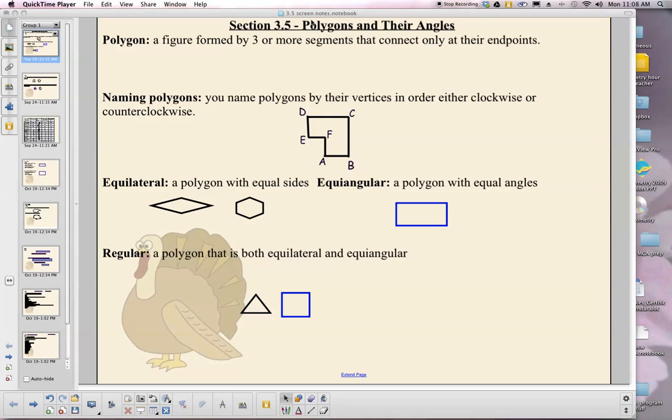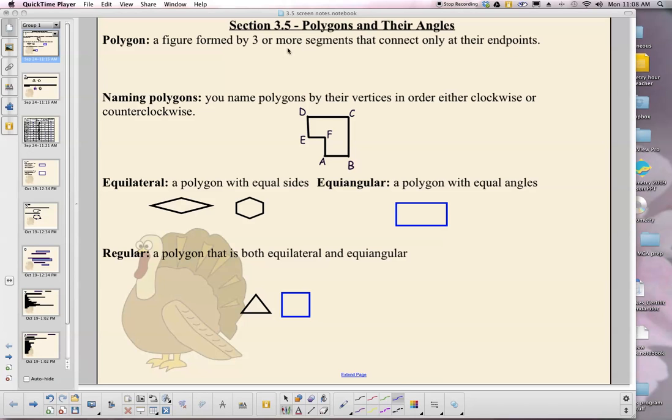This lesson is on section 3.3, polygons and their angles. So first of all, the definition: what makes a polygon a polygon? It's a closed figure that's made up of 3 or more segments that connect only at their endpoints.